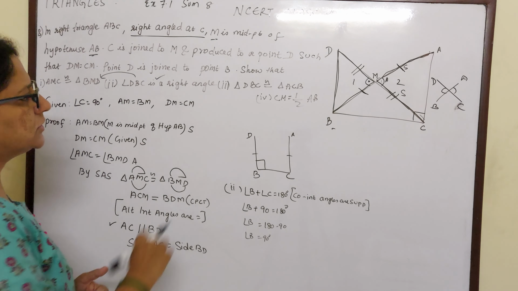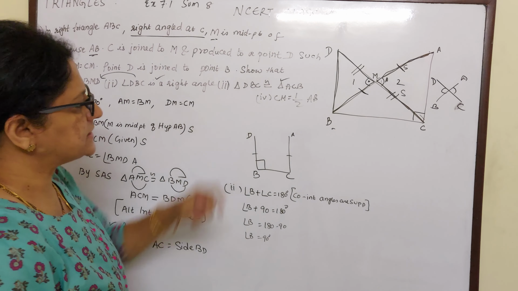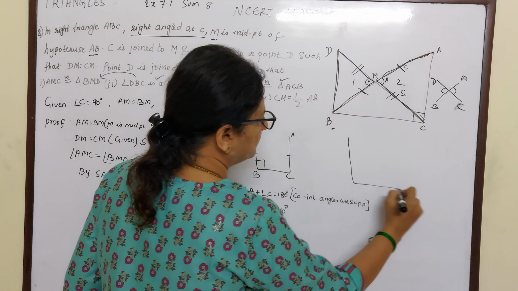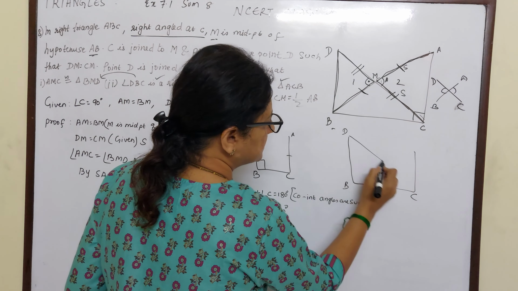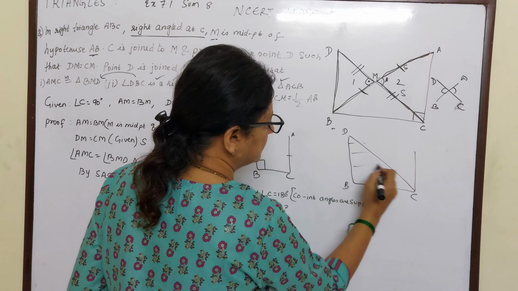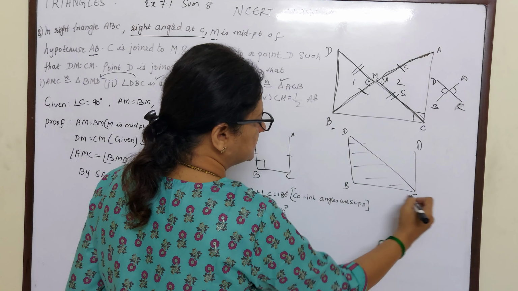Now coming to the third part of the question, DBC is congruent to ACB. Now they are asking us to prove this. DBC, that is this full triangle DBC, is congruent to ACB, that is this. Now if you see, children, if you look closely, we know 3 points. This is already equal, we have proved in the first sum. Side AC is equal to side BD.